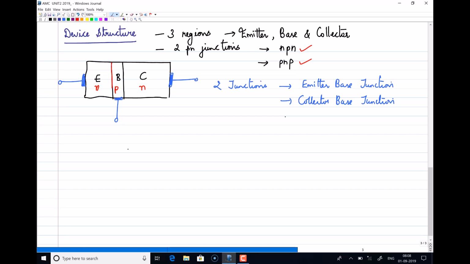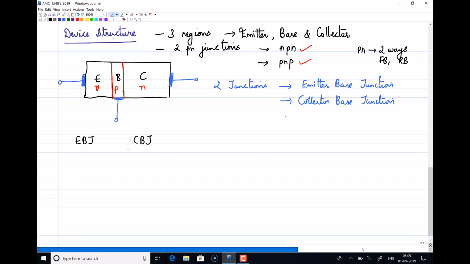This is the structure of a bipolar junction transistor. There are two junctions here. So this is an emitter base junction, and you have a collector base junction. Now we know that when you have a PN junction, we can bias a PN junction in two ways. One is forward bias the PN junction and reverse bias the PN junction. So since we have two junctions here, we can bias in four different ways.